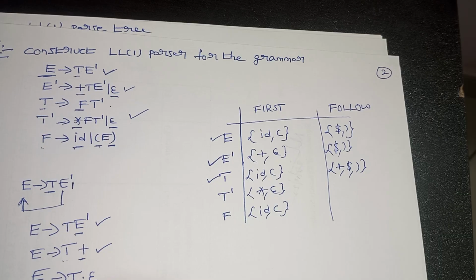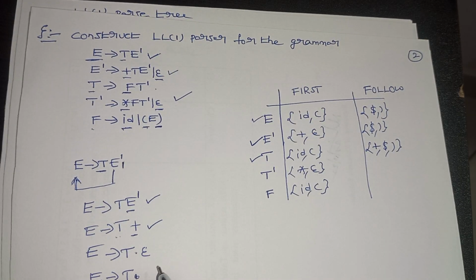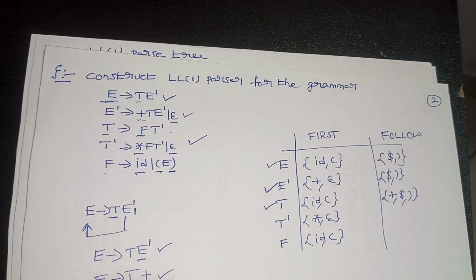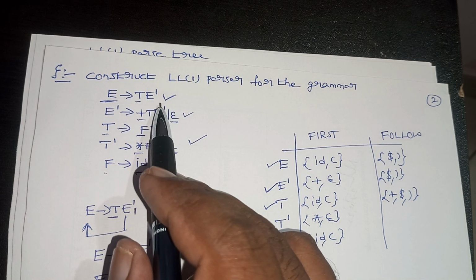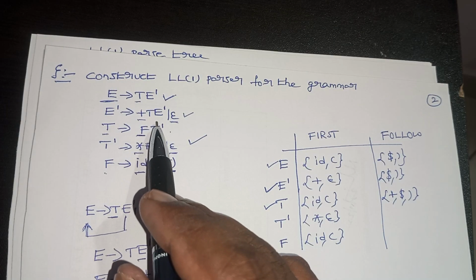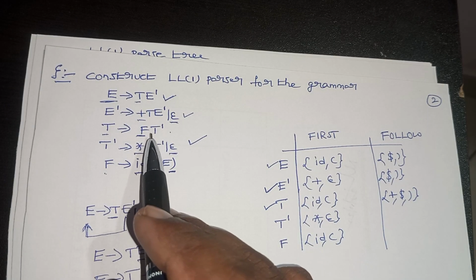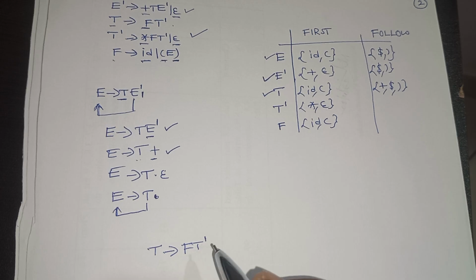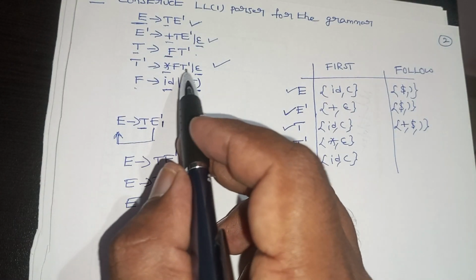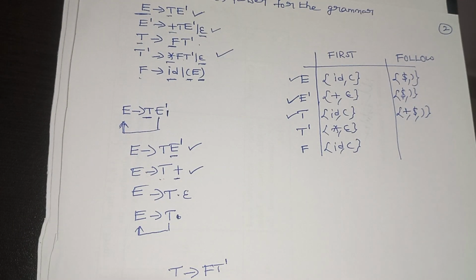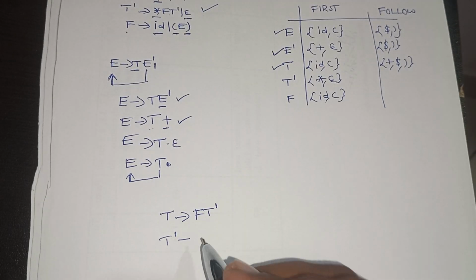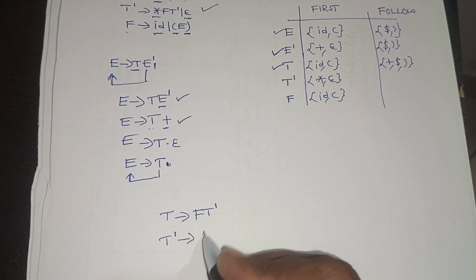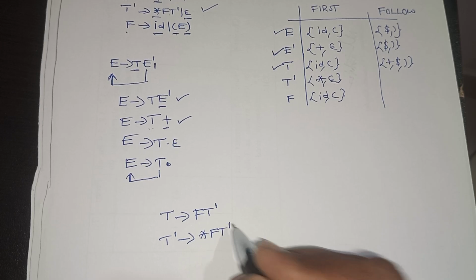Now coming to the follow of T dash, same procedure. You check wherever T dash is present. By observation, in rule 1 there is no T dash. In rule 3 there is a T dash. So T tends to F T dash. Here also there is a T dash, that you also write: T dash tends to star F T dash.